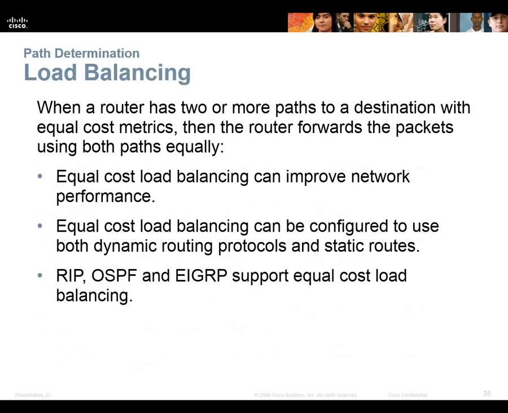When a router has 2 or more paths to a destination with equal cost metrics, the router forwards the packets using both paths equally. If you have 2 networks connected to 2 other networks and the paths are the same, then it will send data out, basically load balancing it between the 2 connections. RIP, OSPF, and EIGRP all support equal cost load balancing.